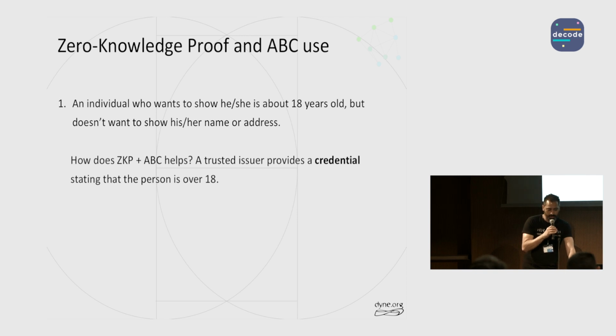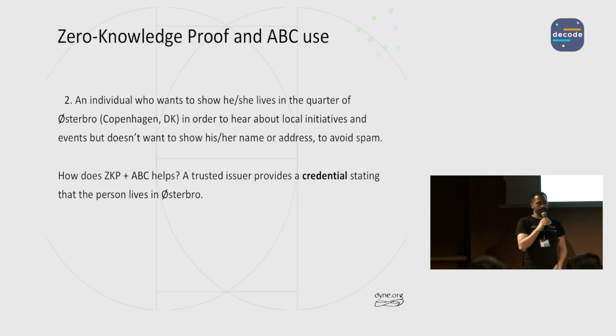Case number 2, very similar. An individual wants to show that he or she lives in a certain area of a certain city because, for example, the person wants to use certain services from the municipality, or they want to have information about an initiative. They want to have some commercial advertisement targeted, but they do not want to give up their address because they don't want to get spam. You could use the same. These two examples are very similar.